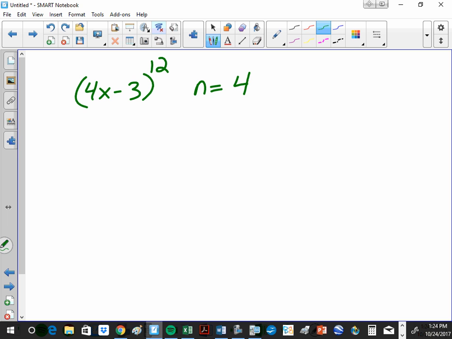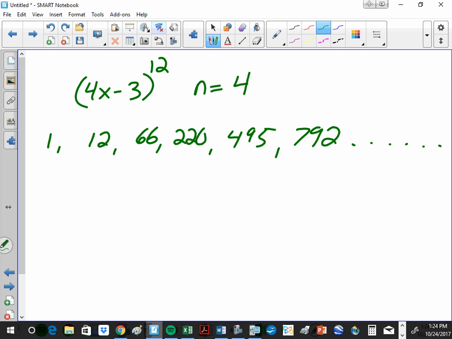So we go to row 12, and it is 1, 12, help me out, 66, 220, 495, 792, and I'm going to stop. Okay? So what number is that? That's n equals 0. So this is the 0 term, the 1 term, the 2 term, the 3 term, and the 4 term. Okay? So all I want is this one. Can we do that one without doing all of the others?